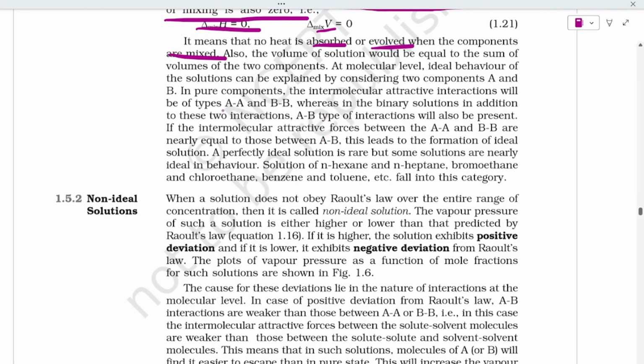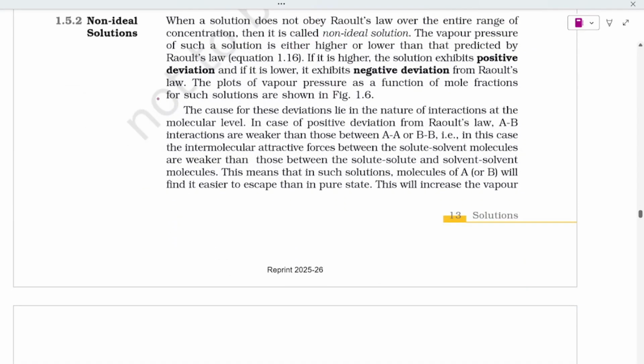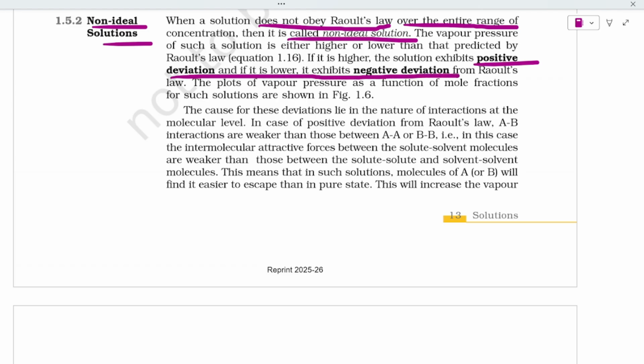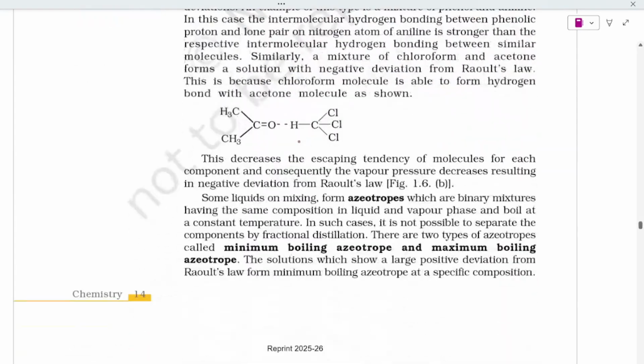And the intermolecular interactions AA, BB and AB, the forces between them are almost equal. Now if you see the non-ideal solutions, they do not obey Raoult's law over the entire range of solution concentration. This is called a non-ideal solution. It exhibits positive deviation, and it also exhibits negative deviation. Let's see the negative and positive deviation.